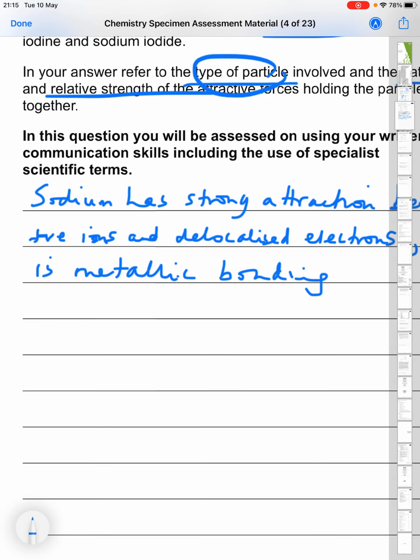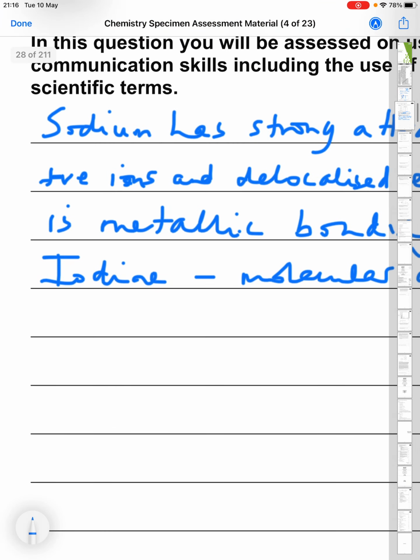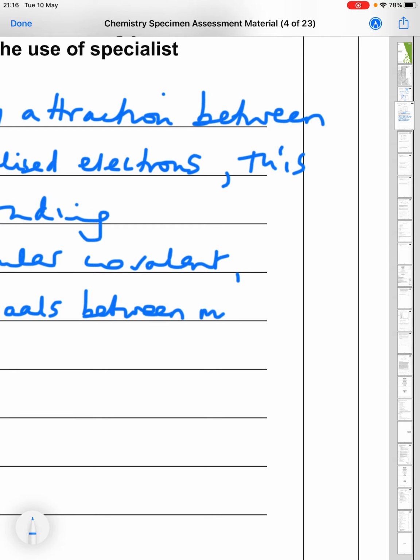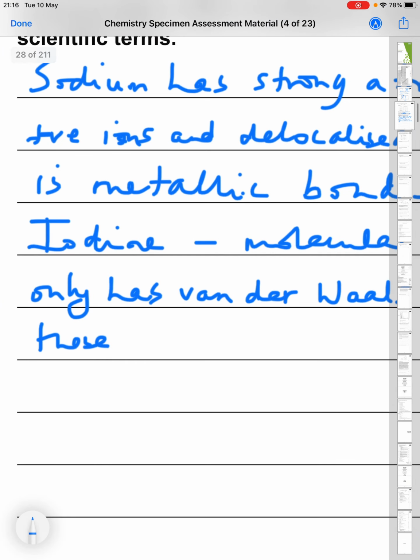Okay. Next we've got iodine. It is a molecular substance. So it's molecular covalent, and it only has van der Waals between the molecules. And these are weak.